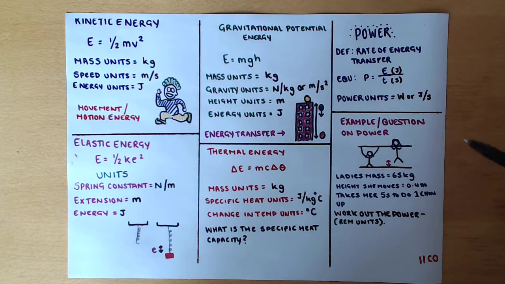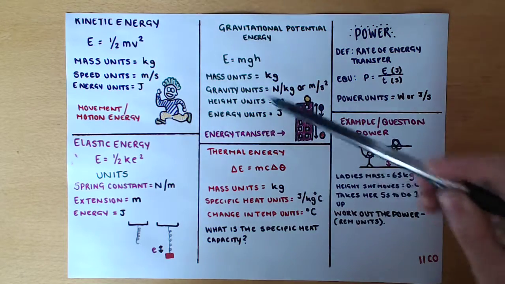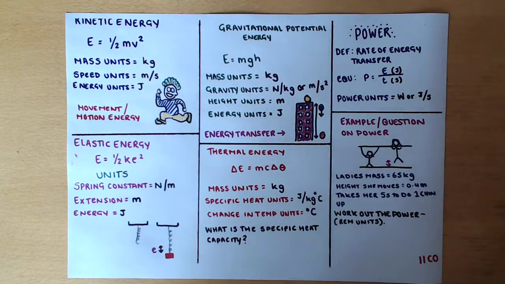Okay, I want you guys to pause the video and try and work out this question. So you have a lady with a mass 65 kilograms. She moves a height 0.4 meters when she does one chin-up. It takes her 5 seconds to do one chin-up. I want you to work out the power using this equation and all the other ones, trying to use one of all of these.